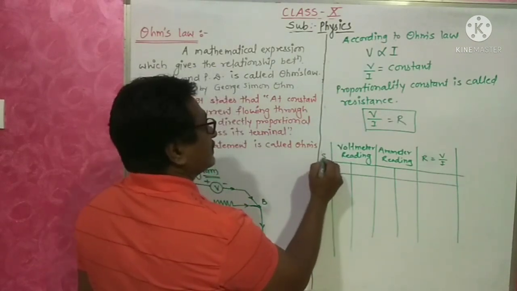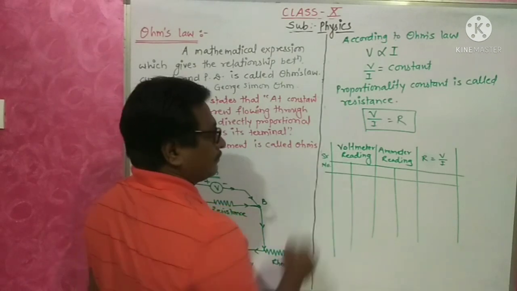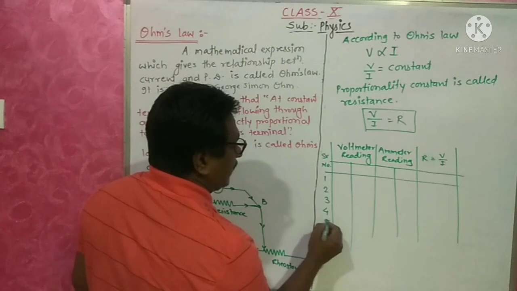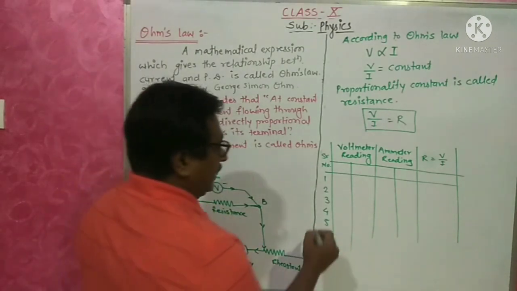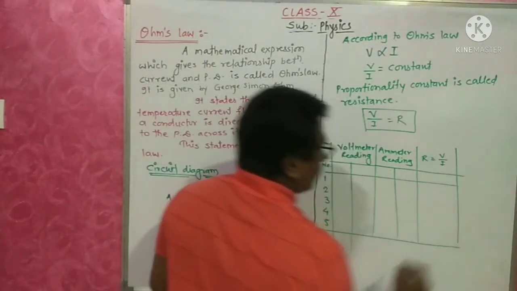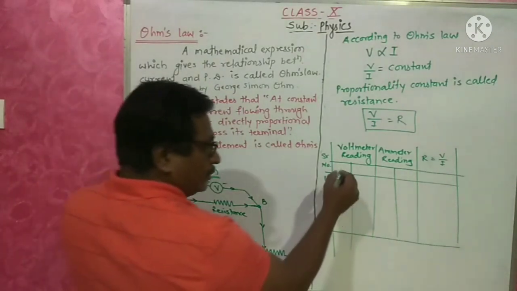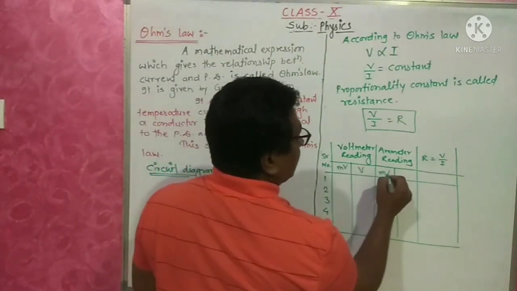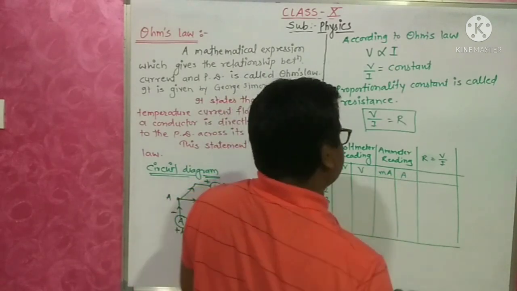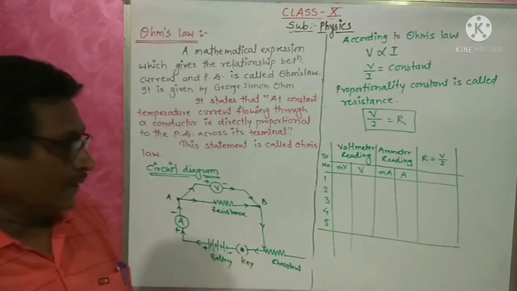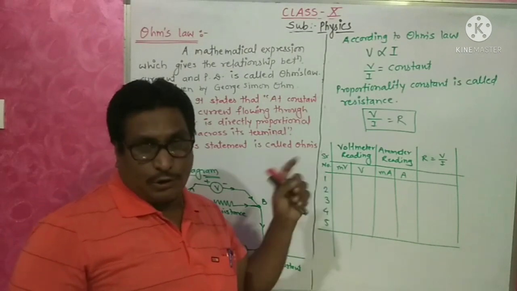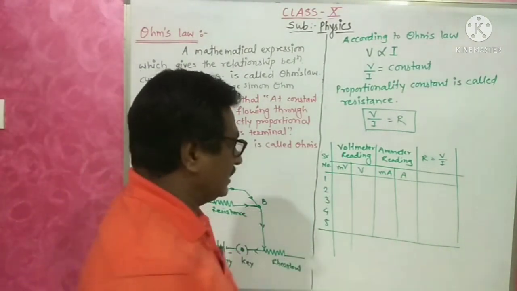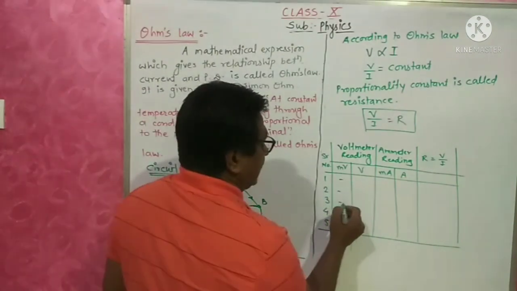Here, serial number 1, 2, 3, 4, 5. Five readings we have to take. So this is millivolt, volt, milliampere, ampere. Millivolt is not available in the lab, so directly we will get the potential difference. So here we will give the dash.